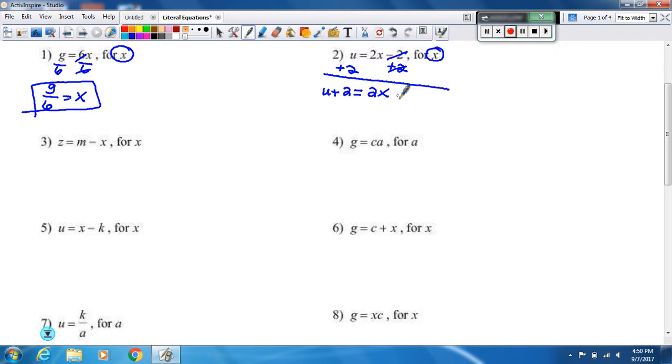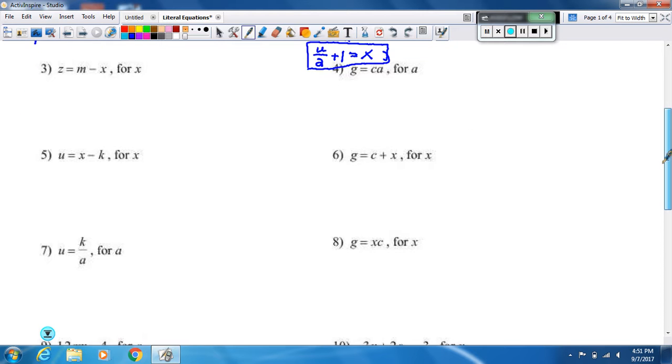Okay, this is 2 times x. The opposite of times is divide. So we divide each piece by 2. Now u over 2 doesn't simplify, so you got to leave that part alone. Plus 2 divided by 2 is 1 equals, top cancels with bottom, x. X is by itself, so you have your answer. U over 2 plus 1 equals x.